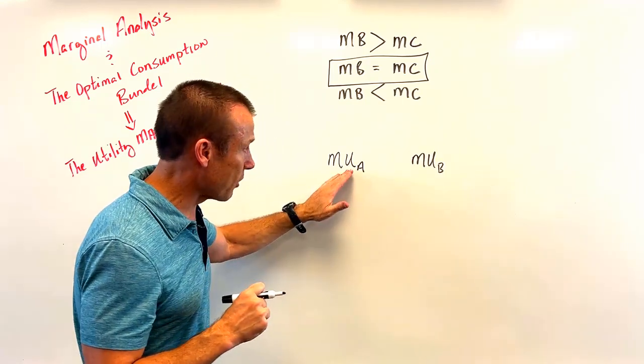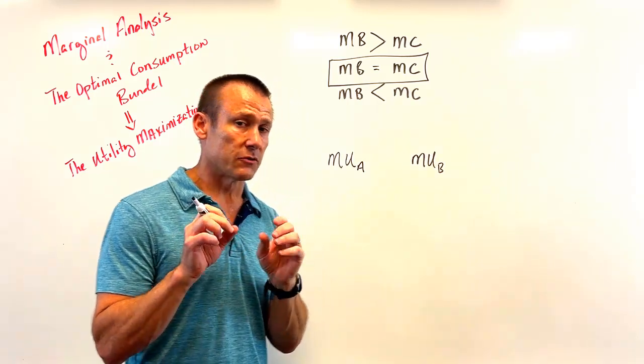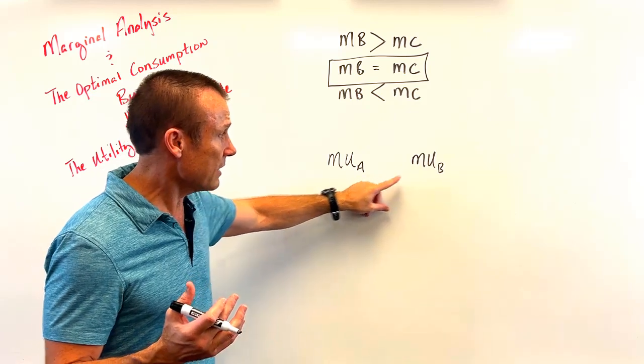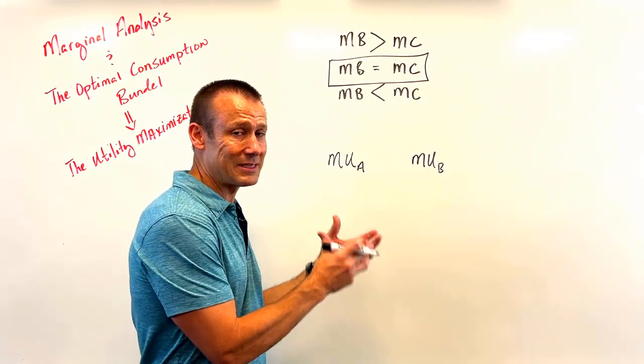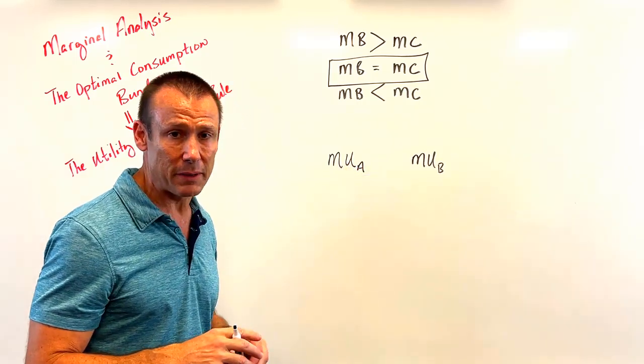So again, find the marginal utility of a good, say good A, and the marginal utility of good B. So let's take a look at this. This is our additional utility when we consume one more of A, our additional utility when we consume one more of B. Hopefully, based on what I've already said previously, we realize that's not good enough. We're not going to be able to compare those.